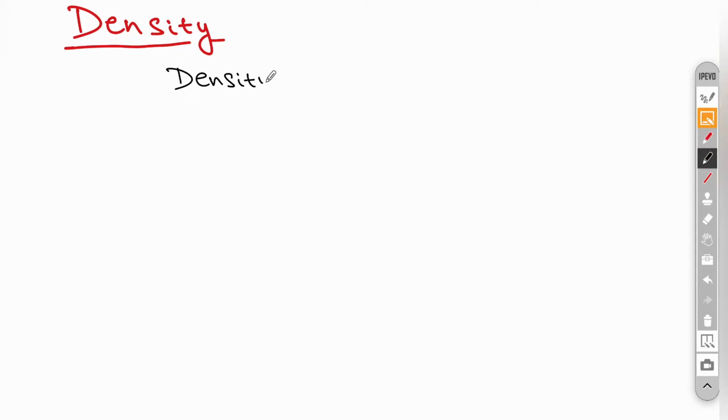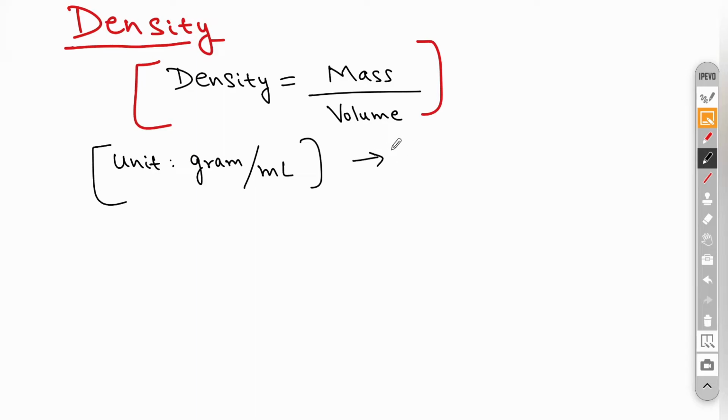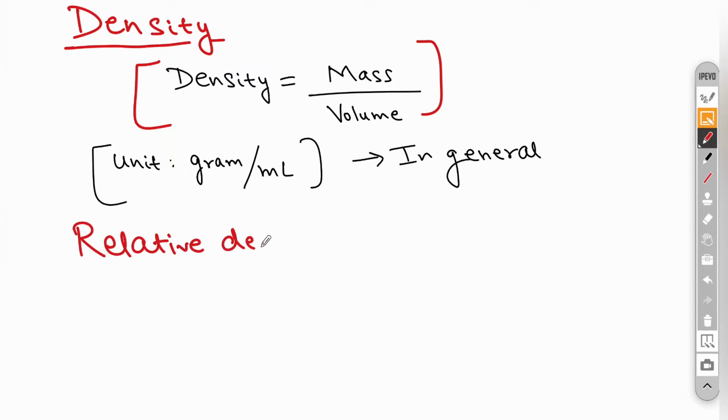Now we will talk about density. What do we mean by density? In simple terms, density is defined as mass divided by volume. The unit for density is gram per milliliter, mL. This is in general. Unit can also be kilogram per liter depending on the question.